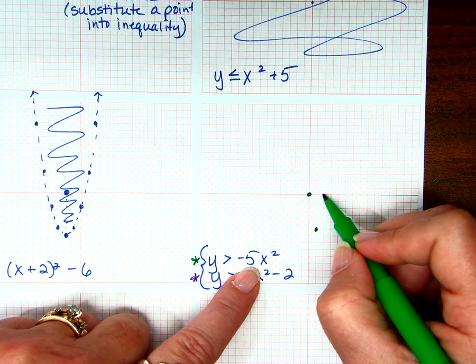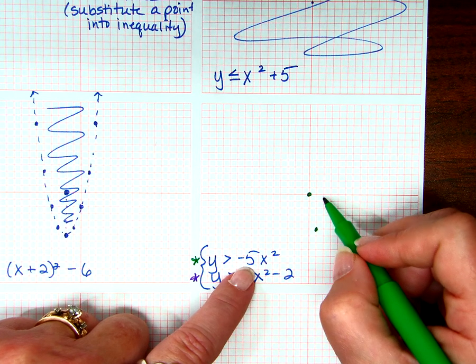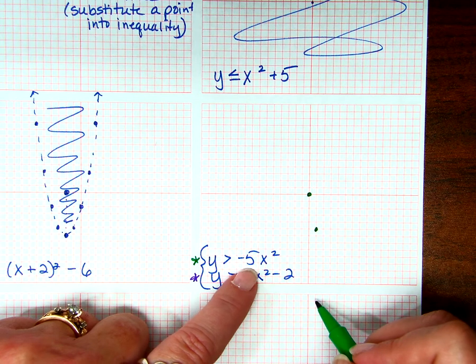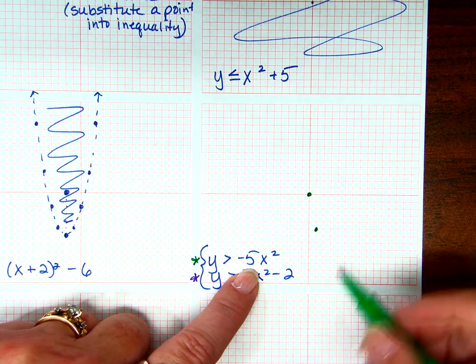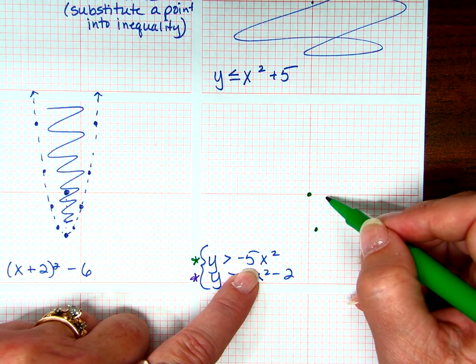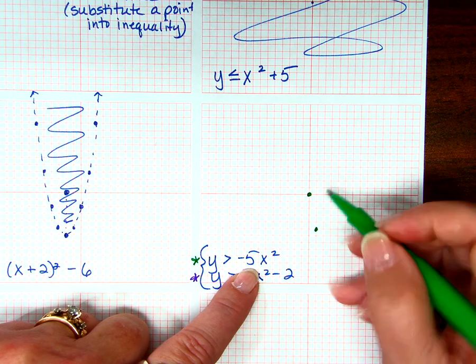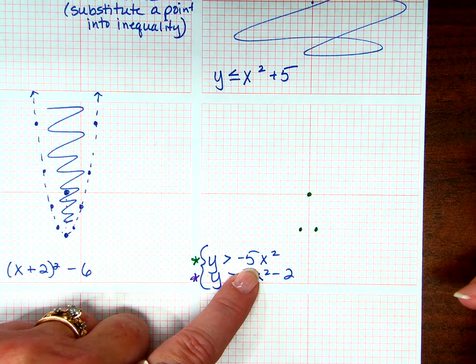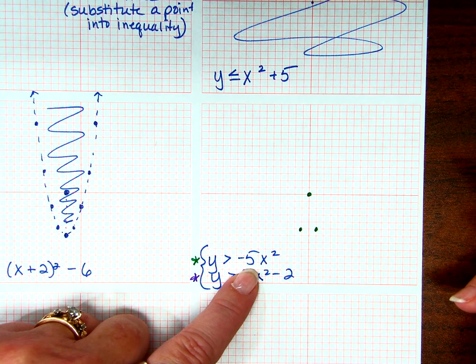Normally I'd go over 2 and down 4, but I'd have to go over 2 and down 20, because 4 times 5 is 20, right? But I can't do that. So really, these are the only 2 points I have, right? Pardon? No.